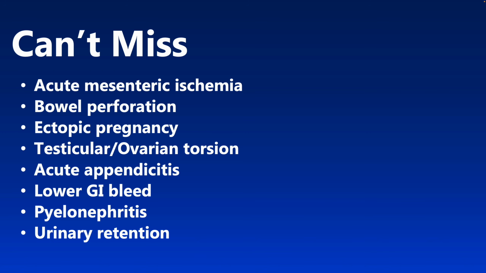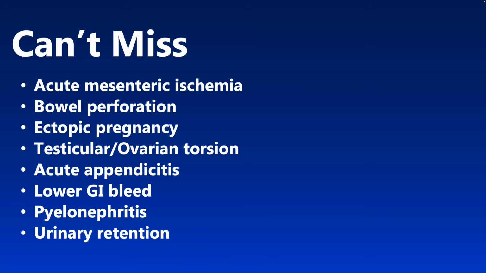Of course, when it comes to lower abdominal pain, we want to consider GU complaints, so things like testicular torsion, ovarian torsion, which are emergencies that you cannot miss. Acute appendicitis, especially in patients presenting with that classic right lower quadrant abdominal pain. A lower GI bleed, especially in our elderly patients if they're presenting with melena or hematochezia. Pyelonephritis is another can't miss diagnosis because this is an ascending infection that's kind of affecting the kidney now.